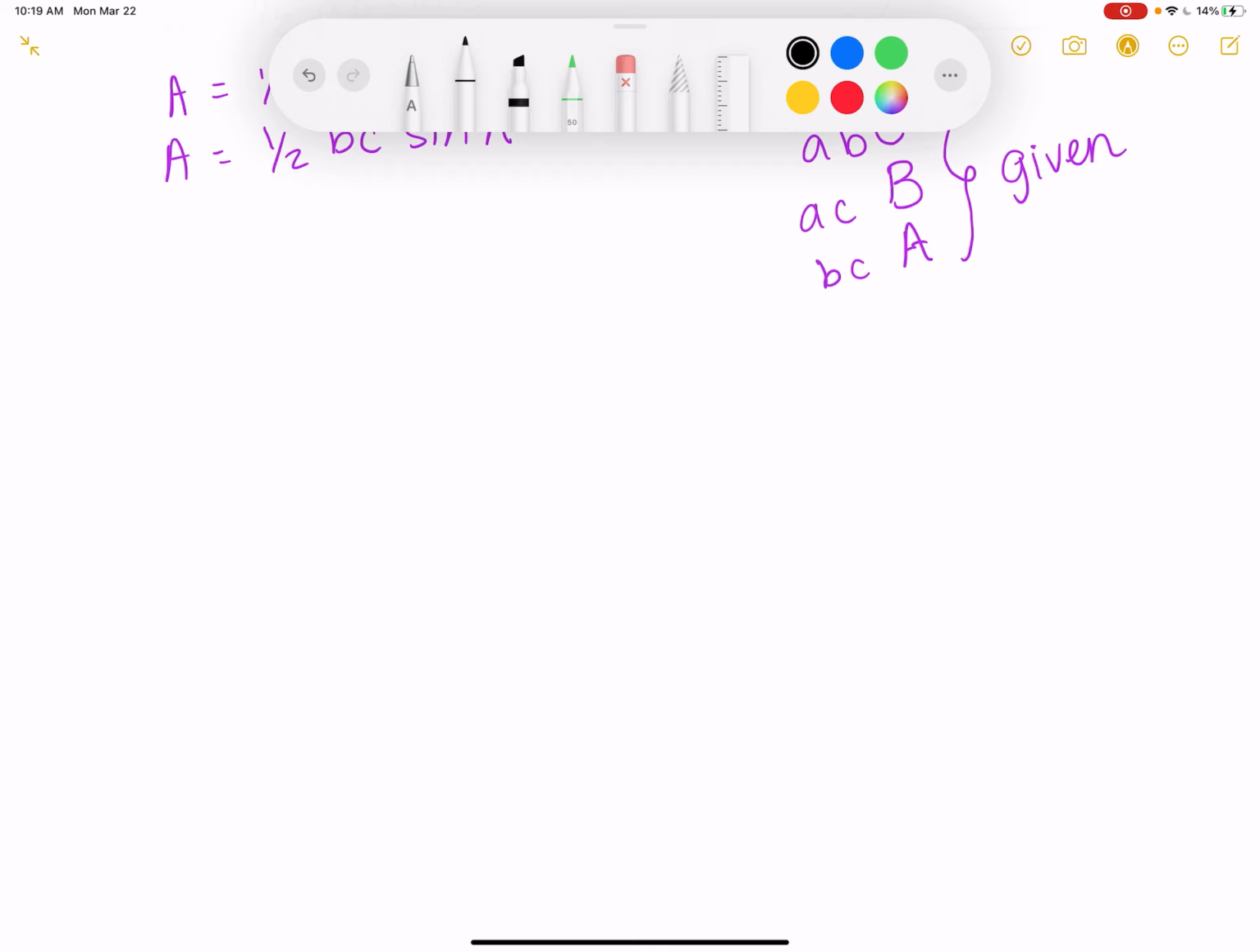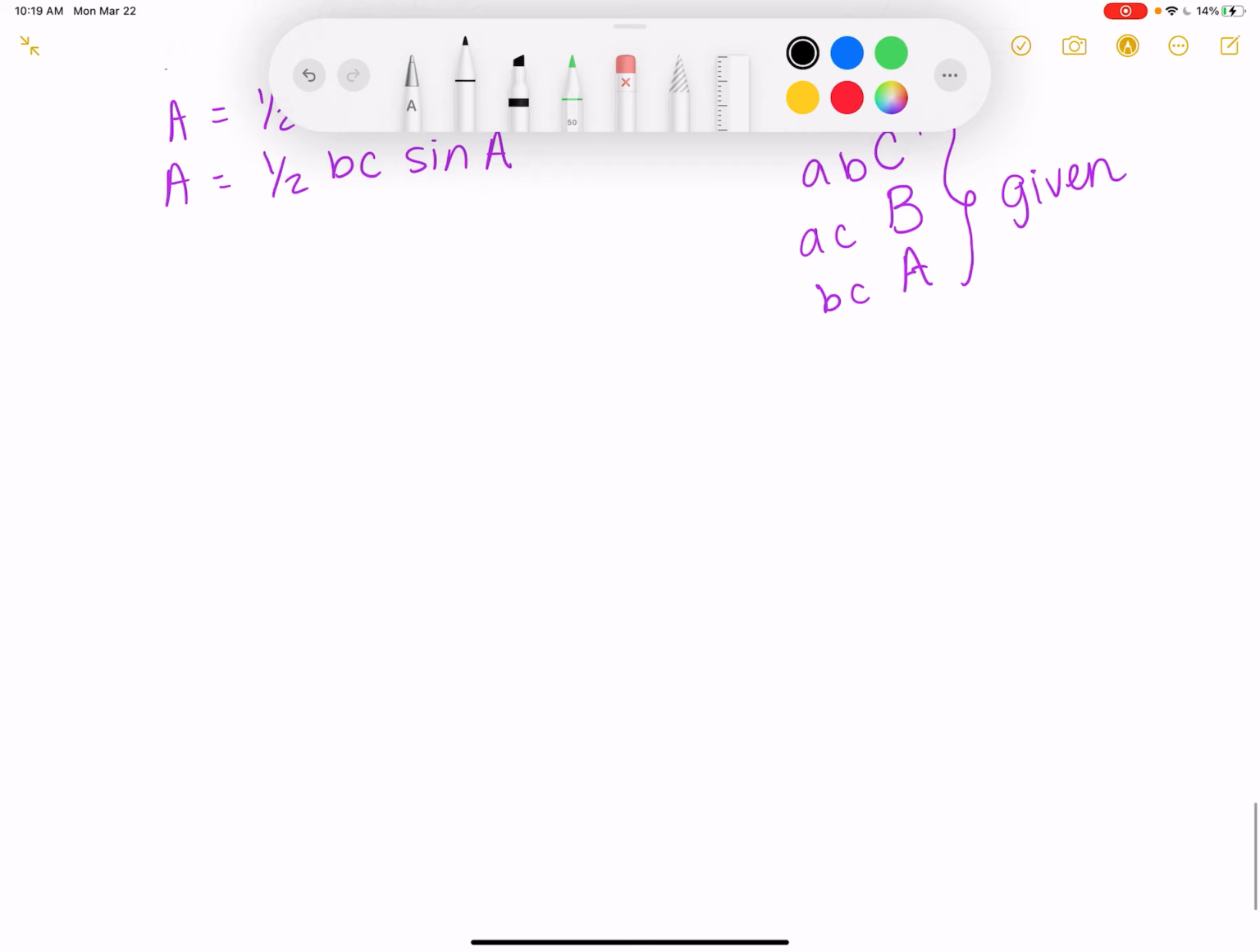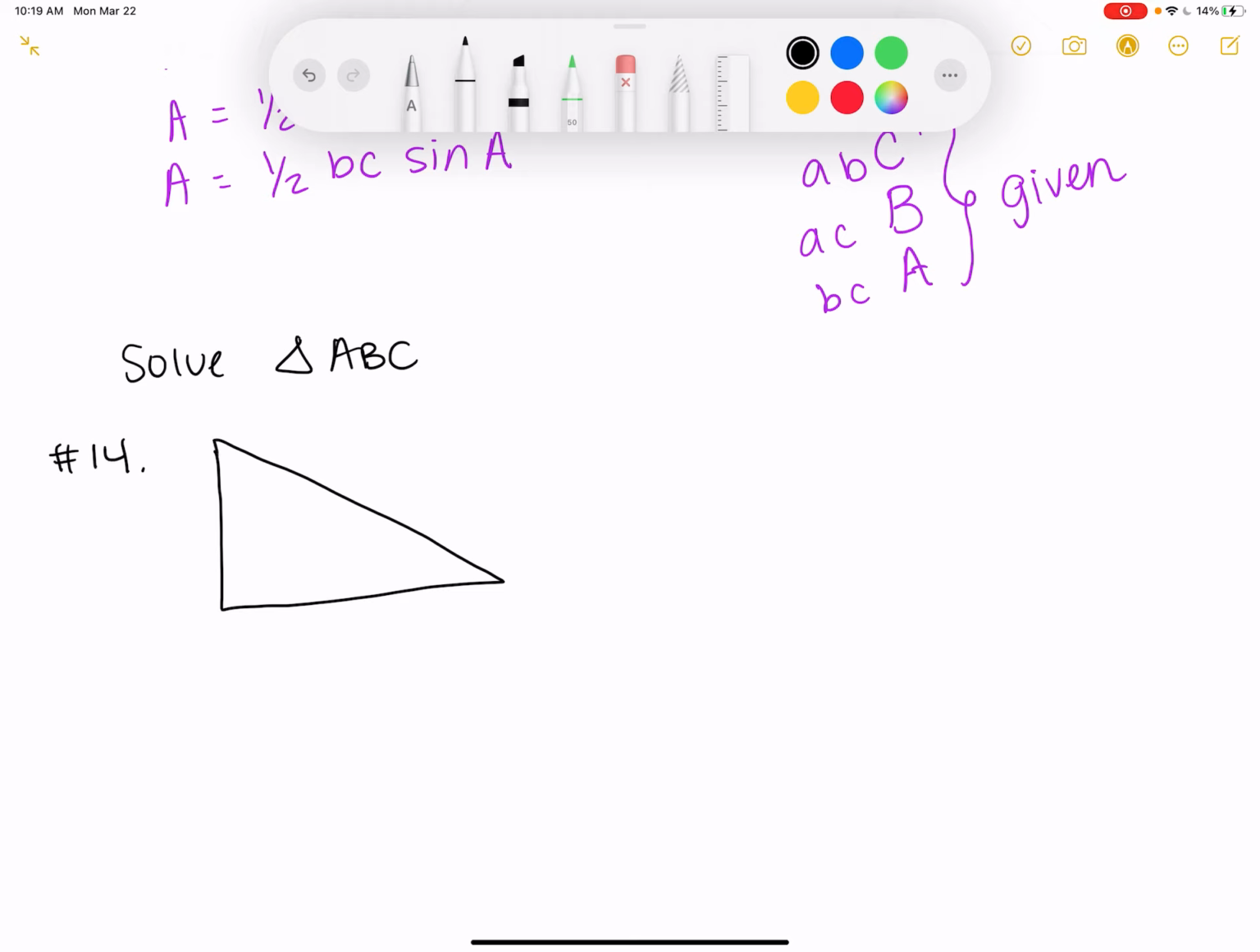All right. So we're solving triangle ABC. Okay, cool. Number 14. So you are given a triangle here, and we've got C, B, and A. 81 degrees, 33 degrees, and a side length of 26. So I need to find the other pieces.